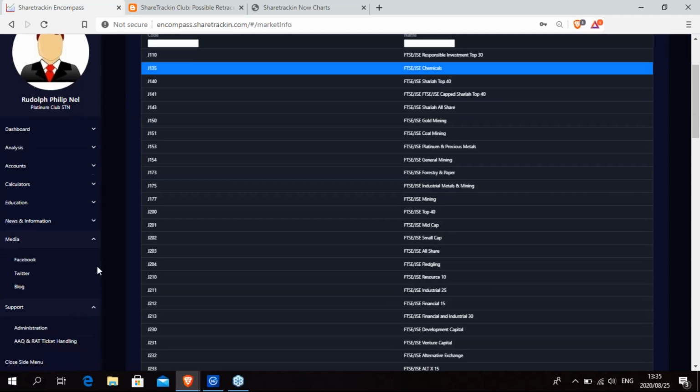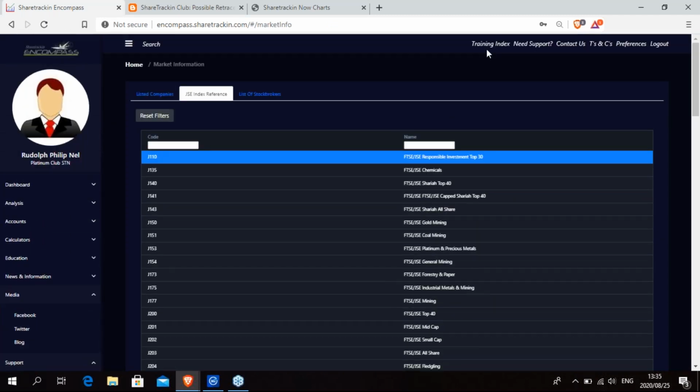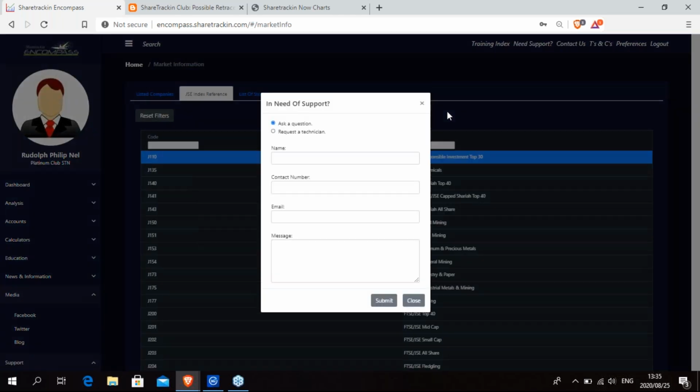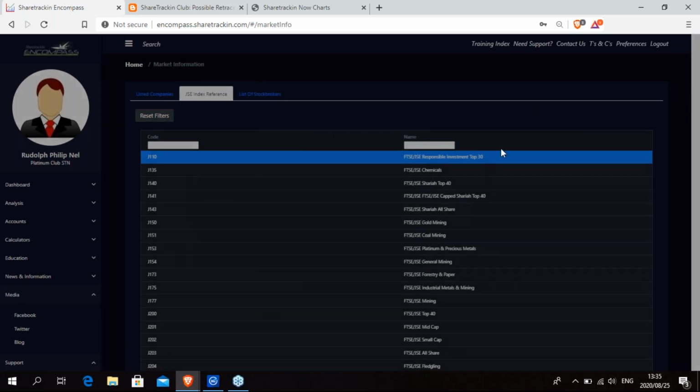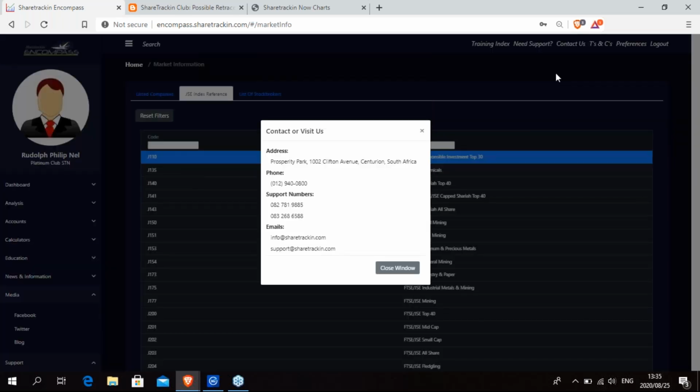And then obviously over here at the top, you'll get your need support. So any questions or anything that you might have, just go to ask a question, or you say request a technician, enter your name, contact number, email, message, send it through to us, and then one of our technicians will get back to you within about 5 minutes. And then you can also go to contact us and we'll give you the telephone number. So if you don't want to wait that 5 minutes, you're more than welcome to just give us a ring, or you can send an email.